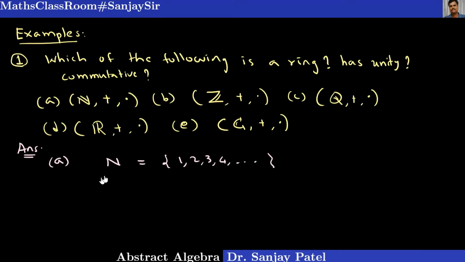We know that if you take a and b belonging to N, then a plus b also belongs to N. That means the sum of two natural numbers is always a natural number. So it is satisfying the closure property. You know, addition, multiplication, etc.